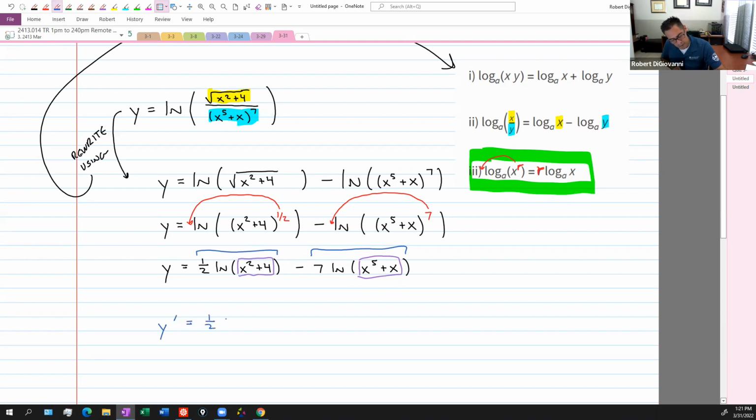1/2 comes for the ride times, okay, I get 1 over the box times the derivative of the box, which is just 2x, minus 7, okay, times, now 1 over the box here times the derivative of what was inside. Now, when I take the derivative of what's in here, I'm going to have two terms, right? So that's why I'm using a parenthesis. Derivative of x to the 5th is 5x to the 4th, plus the derivative of x is 1.